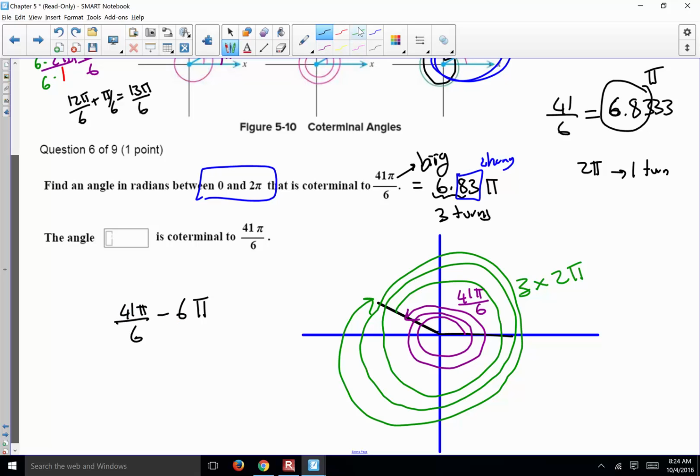So when I subtract this, I need to set the common denominator. What is left? 41 pi over 6 minus 36 pi over 6. What is 41 take away 36? 5 pi over 6. Okay? So the result is 5 pi over 6, which is coterminal to this.